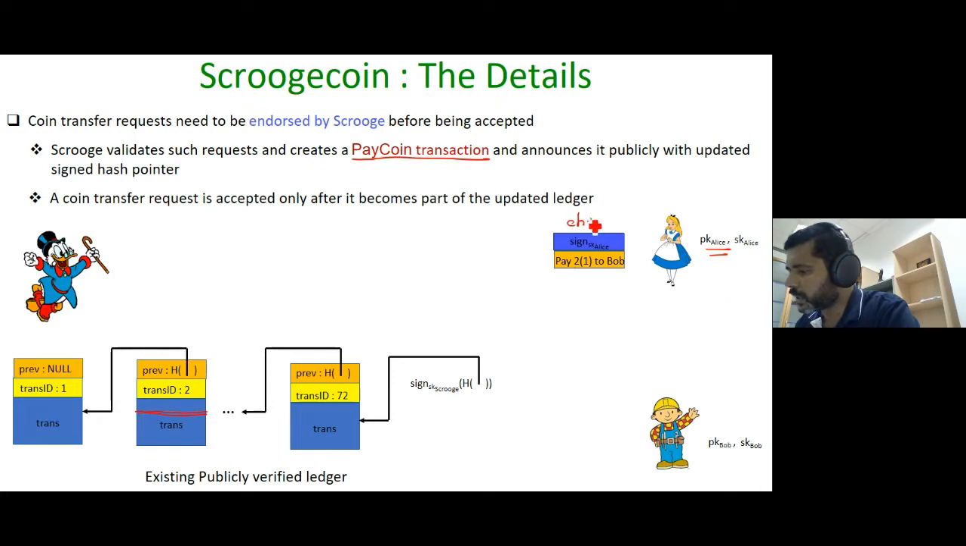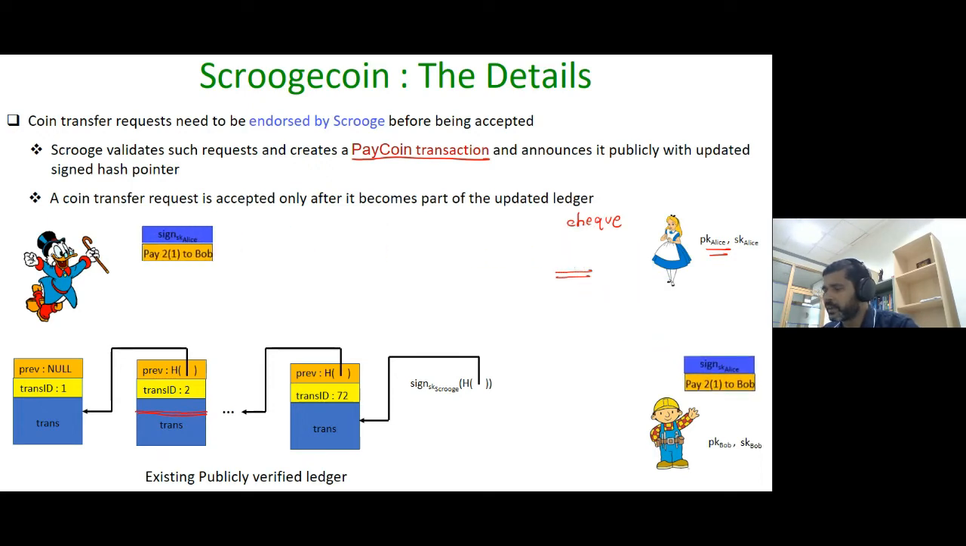So she will prepare a check or a transaction signed by Alice, and the recipient is Bob, and for the coin that she is interested to consume, she gives a hash pointer. So she will give this check both to Scrooge as well as to Bob. Earlier in the Goofy coin, if she wants to pay a coin to some entity, she has to directly give that coin to the recipient. But now in the new system, she has to give the coin which she wants to pay both to the recipient as well as to Scrooge, because only when Scrooge endorses that Alice is authorized to consume this coin 2,1 and pay to Bob, Bob will accept that transaction.